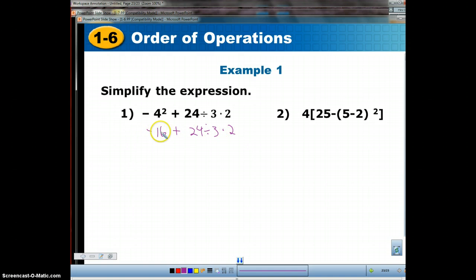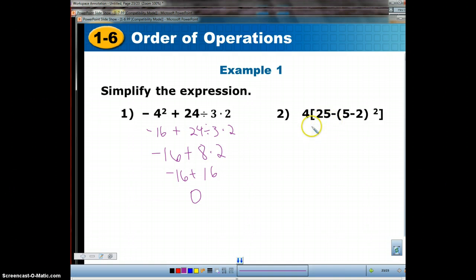Next up, I have to do addition and subtraction in order from left to right. There's the first multiplication or division symbol I see. 24 divided by 3 is 8. Then I take 8 times 2. So negative 16 plus 8 times 2 is 16. Finally, negative 16 plus 16 gives me an answer of 0.